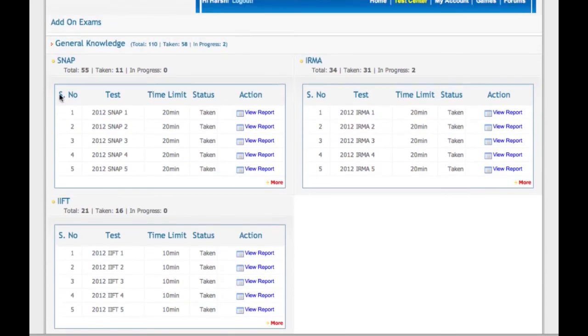So if you see SNAP, IRMA, IFT, you will have 55 tests of GK for SNAP only, 21 for IFT and 34 for IRMA. Now these are uploaded probably 15 days to 5 days before the exam, so that you can consume 3 to 4, maybe 5 tests every day and improve your GK in a structured manner, rather than randomly taking so many tests and getting nothing out of it.